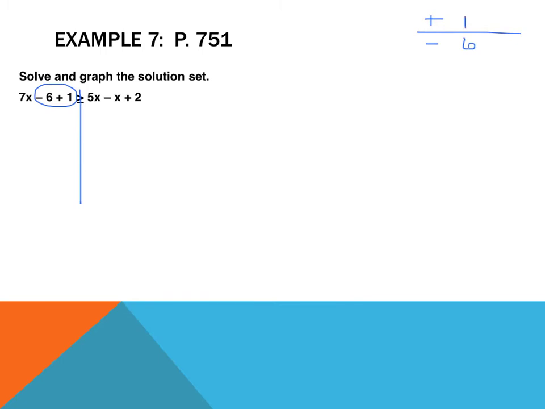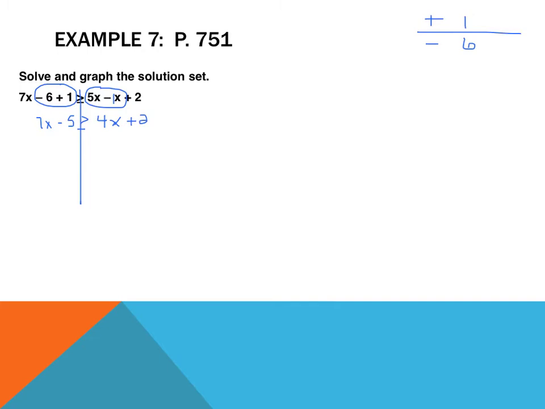Negative 6, positive 1. That's going to be a negative 5. So 7x minus 5. I'm keeping my symbol because I don't switch it unless I multiply or divide, and right now I'm just simplifying. And then 5x minus 1x is 4x plus 2.